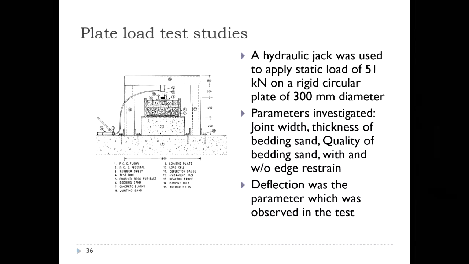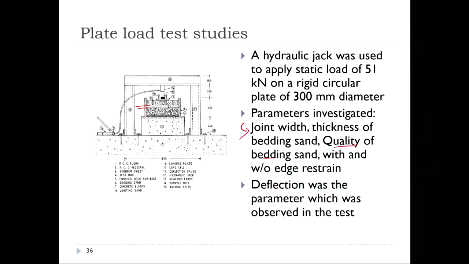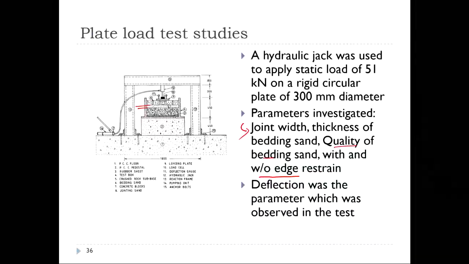They experimented with different variables, such as the joint width. Joint width basically refers to the spacing between two blocks. Then the thickness of the bedding sand, and the quality of bedding sand. In terms of quality of bedding sand, they varied the aggregate gradation, and they also tried combinations with and without edge restraint. The results from this test are very important, so as to understand what would really happen in the field.